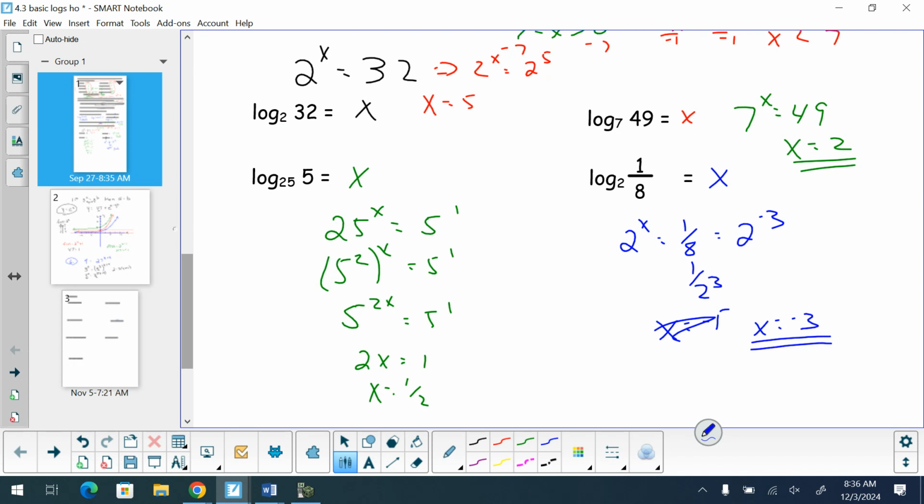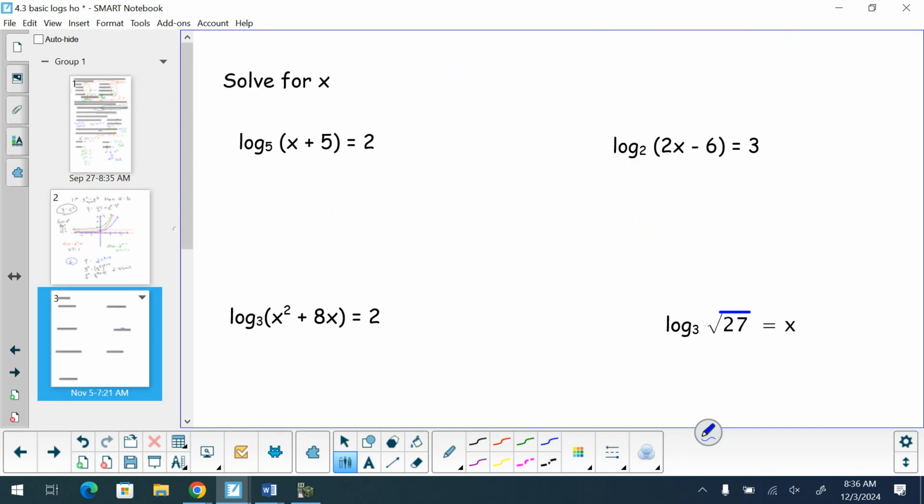Once again, we're going to have to revive our ideas of exponents. Log base 5 of x plus 5 is equal to 2. Rewrite it as an exponential form. What's your base? What's your exponent? What's your value?